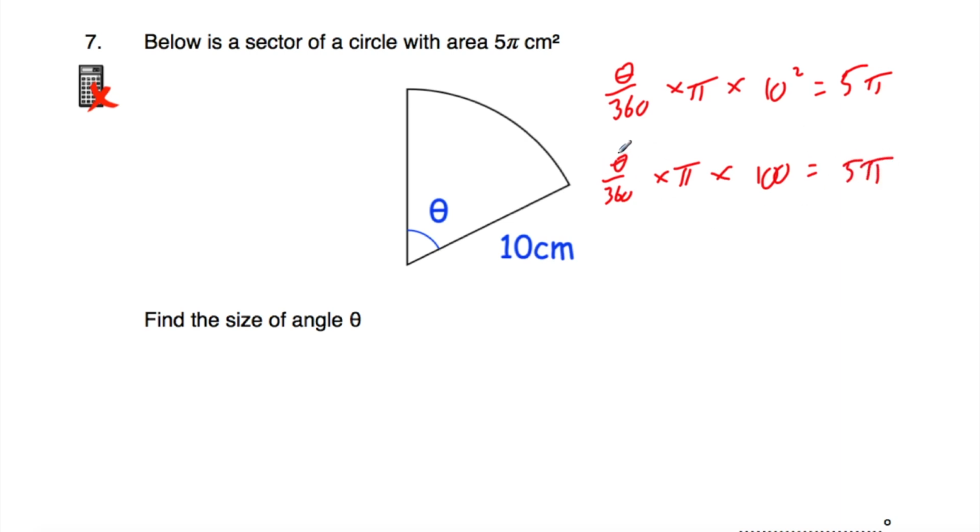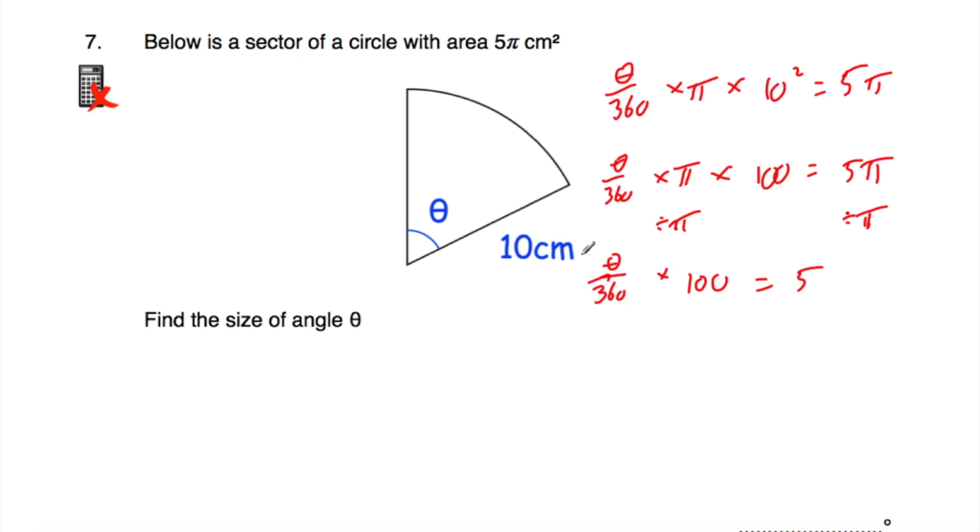Now here we want to work out what beta is, so let's get rid of this pi. So let's divide the left hand side by pi and the right hand side by pi and see what we get. So on the left hand side, if we divide by pi, we'll be left with beta over 360 multiplied by 100, because we've divided by pi to get rid of the times by pi. And the right hand side, that's equal to 5.